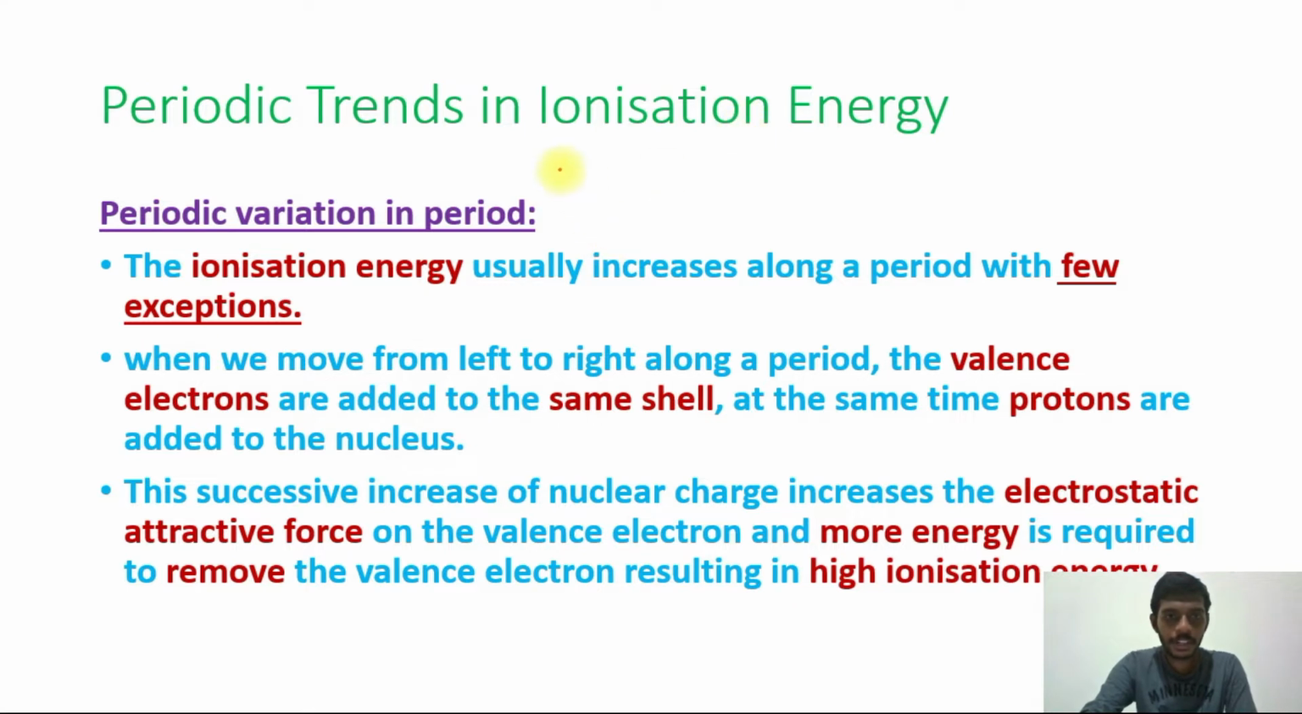For example, if we take a hydrogen atom which has 1s1 and a helium atom which is 1s2. Here in the same shell, the helium has 1 electron more than the hydrogen. So the nuclear charge will increase, and the electrostatic attraction on the valence electron increases, and more energy is required to remove the valence electron because of the electrostatic force. Hence the high ionization energy is required.